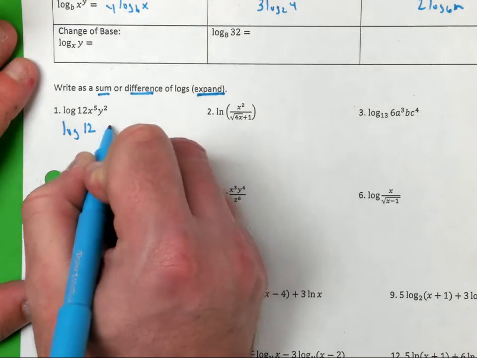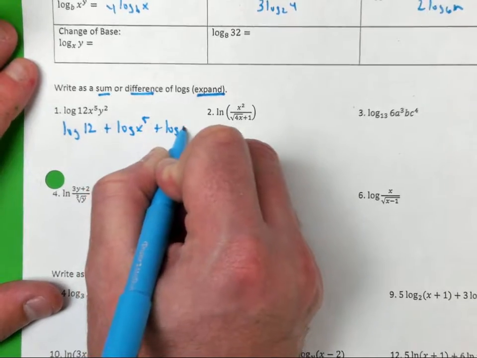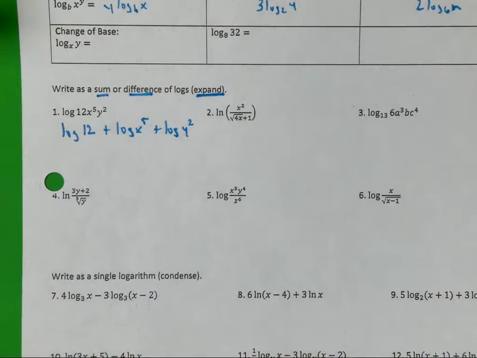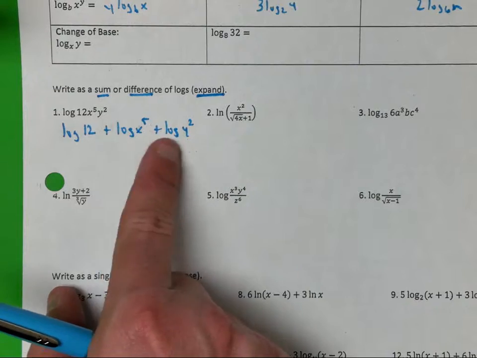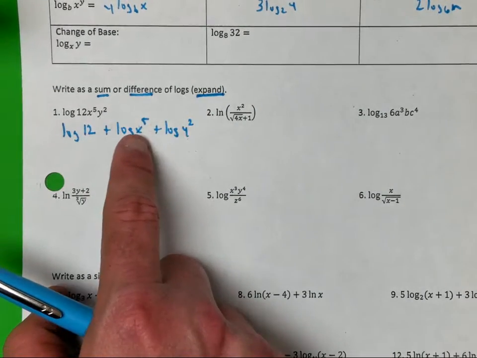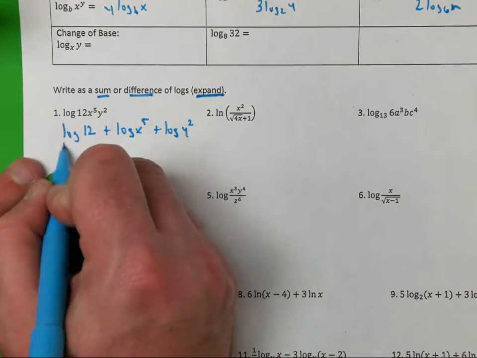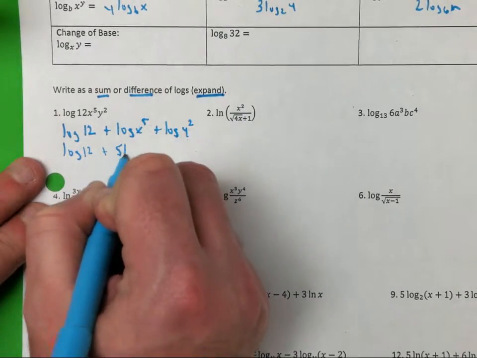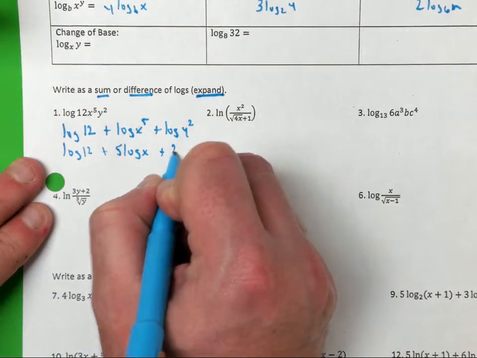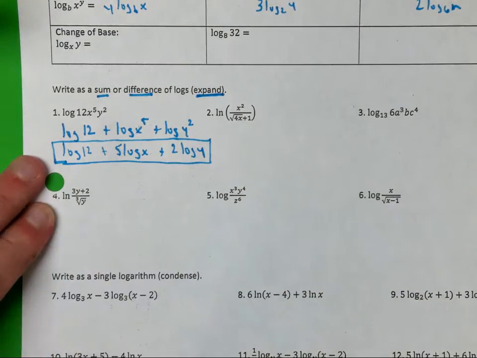Log 12 plus log x to the 5th plus log y squared. So I broke that apart with plus signs, addition, making it a sum. But I cannot submit this because I still got those exponents there. So what I need to do is bring those exponents down in front of the log. And that would be my final answer. Now let's look at number 2.